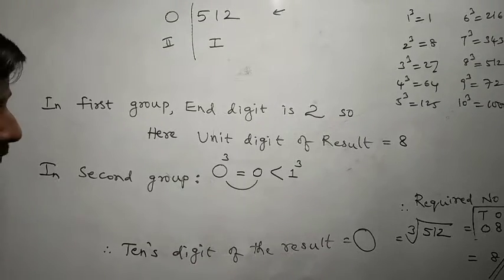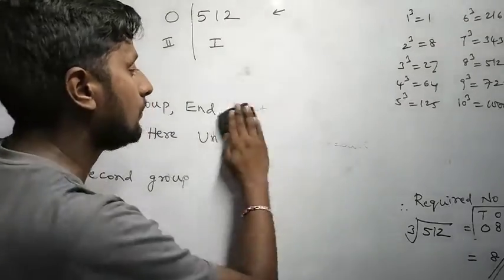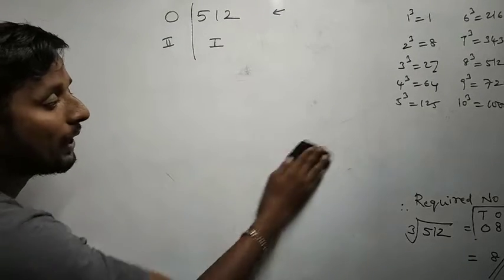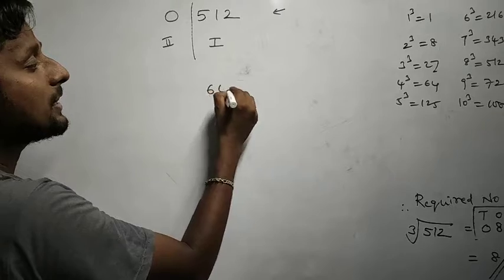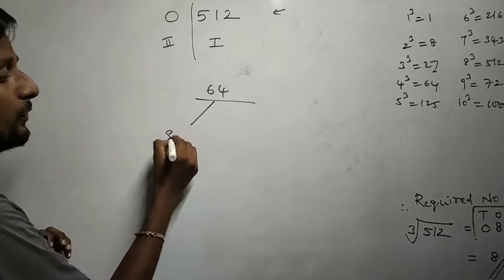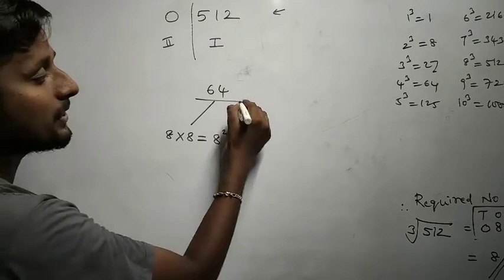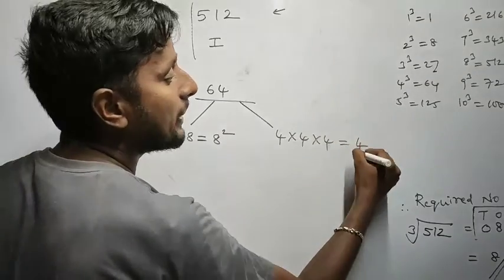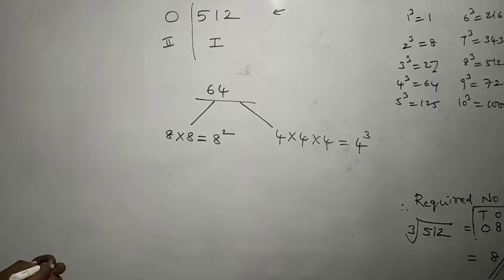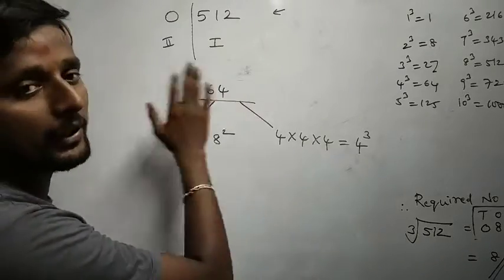And here there is one more question. It's a 2-digit number and it's a perfect square and a perfect cube. What is it? So I can say that it is 64, because 64 we can express as 8 times 8, that's called 8 square. And 64 can also be written as 4 into 4 into 4, that's 4 cube. So simply I can say that 64 is a perfect square number and also a perfect cube.